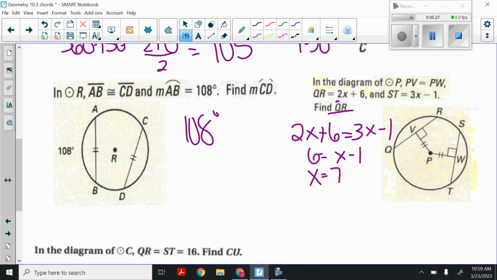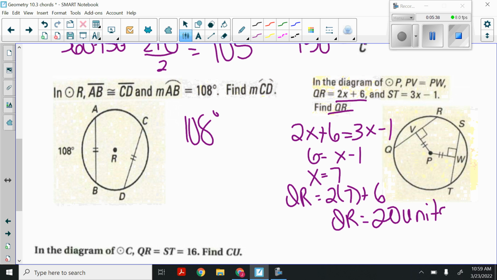They asked for QR. So QR equals 2 times 7 plus 6. So 2 times 7 is 14. 14 plus 6 is 20. So the length of that, 20 units.